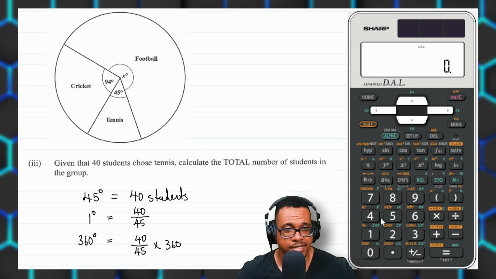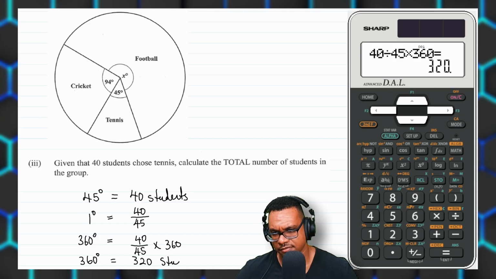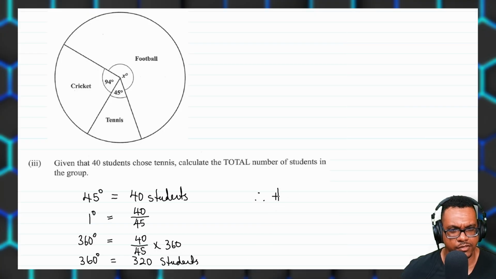All right, so working that out on the calculator, that's 40 divided by 45 multiplied by 360. And I will get 320. So that's 320 students in total. So what I would write is that the 360 degrees is equal to 320 students. Therefore, the total number of students is equal to 320.